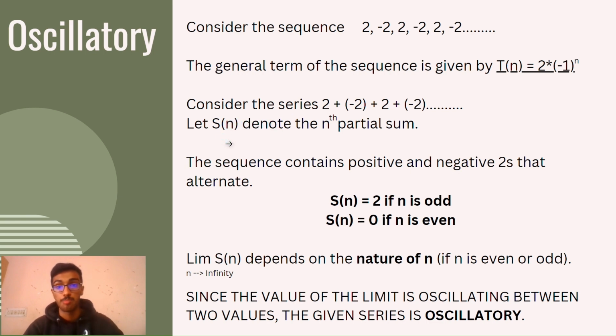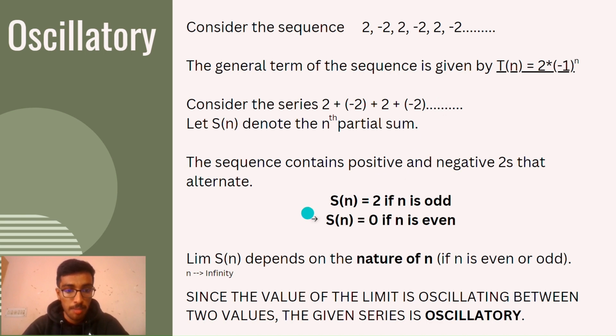Since the sequence contains positive and negative 2's that alternate, the sum depends on the nature of n. If n is odd, Sn is going to be 2. So if we stop the series here, the sum is 2. If we stop here, 2 plus minus 2 plus 2, it's going to be 2. And if we stop at even places, it's going to be 0. If we stop the series here, we get 2 plus minus 2, which is 0. And if we stop here, 2 plus minus 2 plus 2 plus minus 2 is 0.